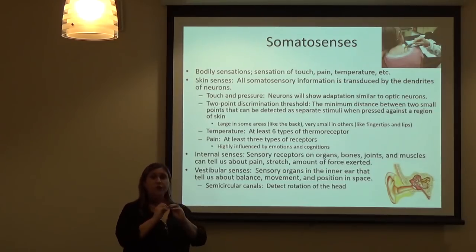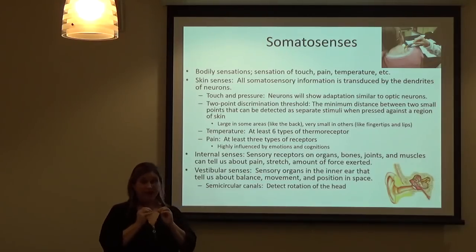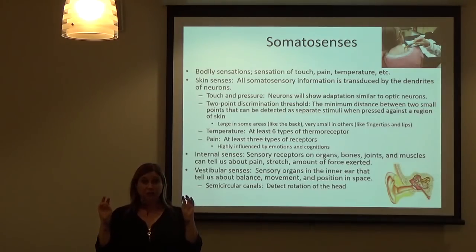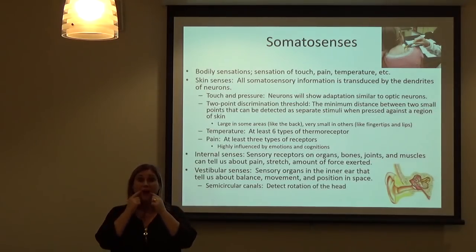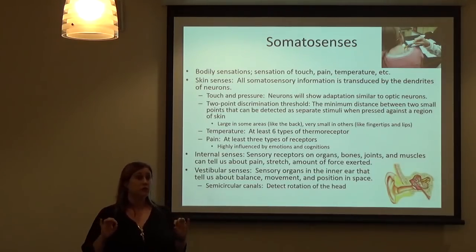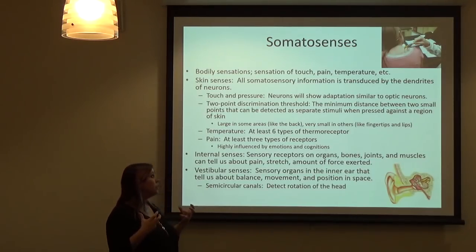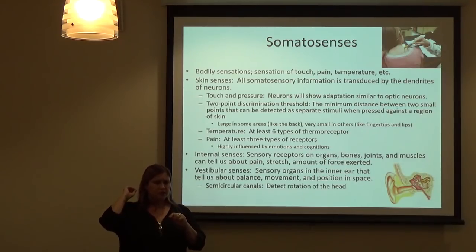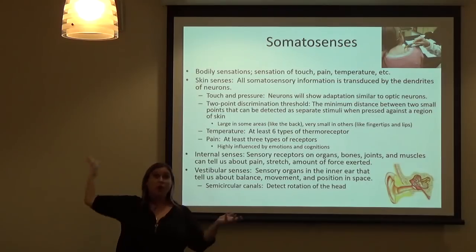You have different concentrations of somatosensory receptors in different parts of your body, okay? So on your fingertips, you have a lot of sensory neurons. Your mouth, your eyes, your genitals, you have a lot of sensory neurons. A high concentration. Whereas in other places, like your back, you don't.